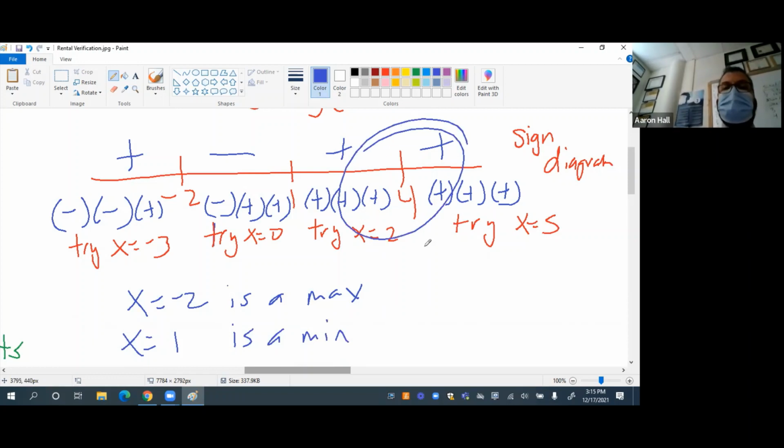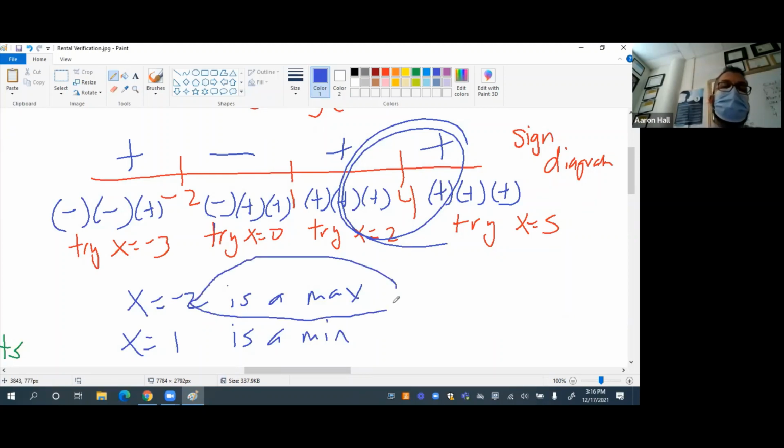What's happening when x equals 1? It's a minimum. What's happening here when x is 4? Stationary inflection. Is a stationary inflection an extrema? No, it's not an extrema. Are these local or global?